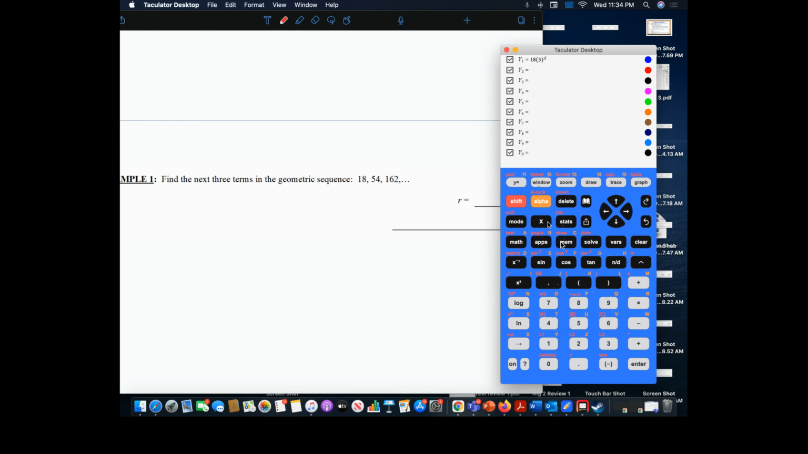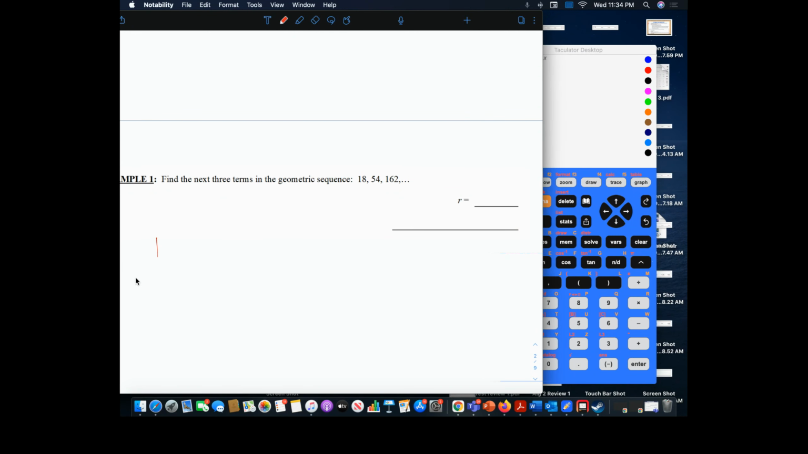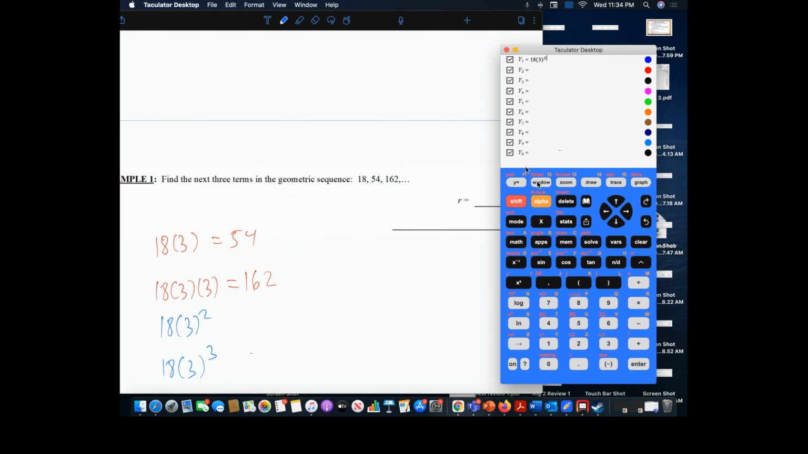Now, what am I actually saying? Well, I've come to realize that 18 times 3 is 54. So if that's 54, then 18 times 3 times another 3 is 162. But 18 times 3 times another 3 is the same thing as 18 times 3 squared. So the next term would be 18 times 3 cubed, and so on. If I say x is what I'm looking for, when I hit second table, it'll tell me 162 times 3 is 486.